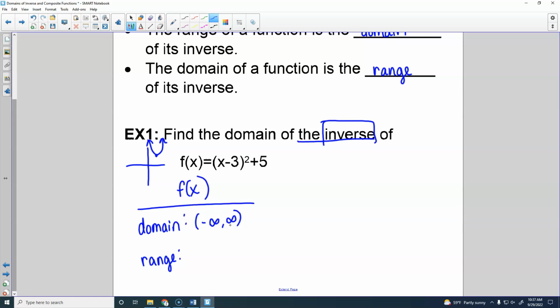Okay? What is our range? I heard 3 and I heard 5. Which one is it going to be? Okay? It's going to be 5 because this has been moved up 5. The 3 is how far it's been moved left to right, which doesn't affect your range. So it's going to be from 5 to infinity. I've messed up. What did I do wrong? I need a bracket. We're going to include that 5 because it actually hits that bottom point.